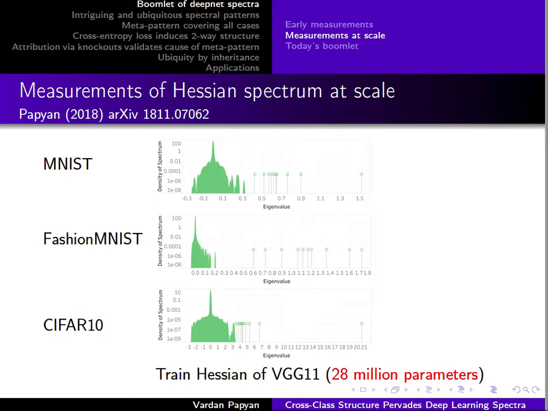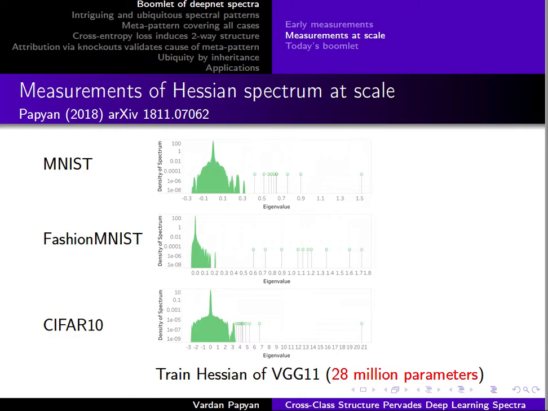So I'm showing you here the spectra of VGG11, which is an architecture with 28 million parameters. And each one of these rows corresponds to a different canonical data set. So MNIST, Fashion MNIST, CIFAR10. And each one of these subplots shows on the x-axis the eigenvalues, and on the y-axis the log density of the eigenvalues, which you can think of as the count of eigenvalues that fall in that bin, intuitively.